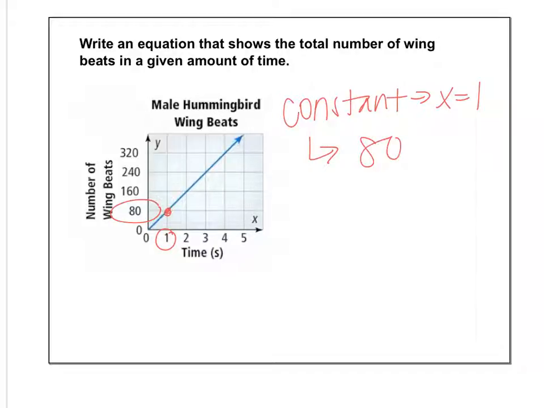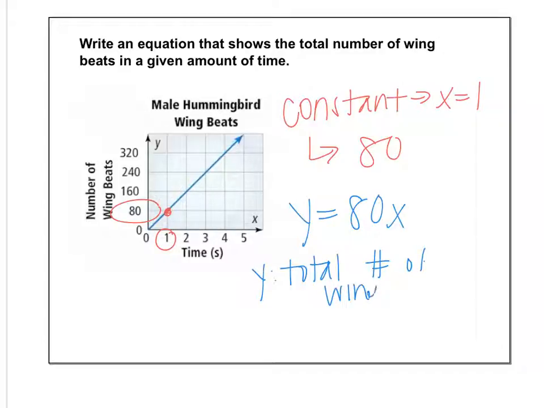So my constant is 80, which means my equation is going to be y equals 80x, where y is the total number of wing beats, and my x, in this case, would be my number of seconds.